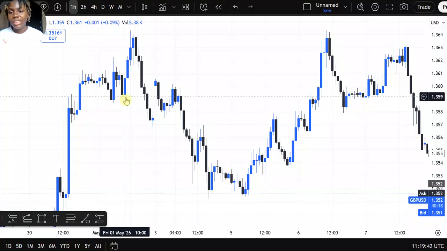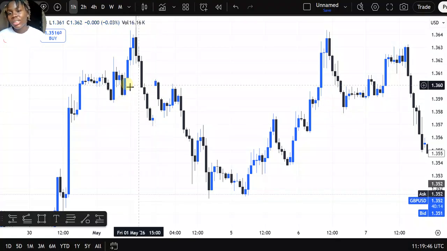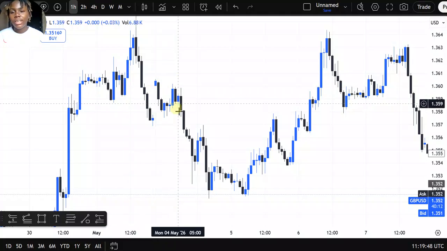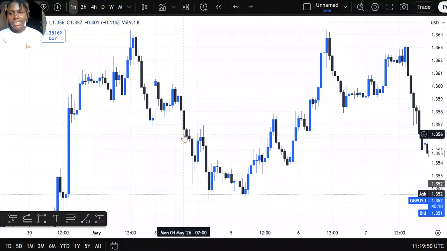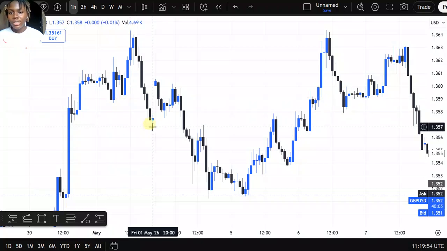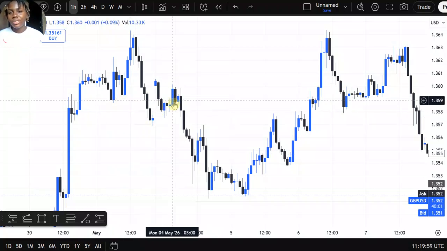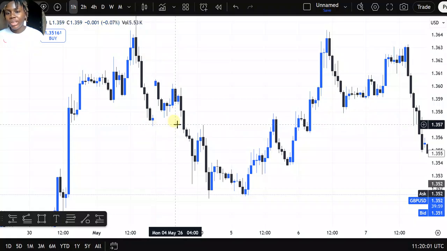So the first one is the change of character, and then price goes down, reverses back into it, resets this point, and then it breaks back. That's now a break of structure. So the first is a change of character, and then this one that happens after that shows, oh yeah, I'm still going to go downwards, and then I'm going to break this point.